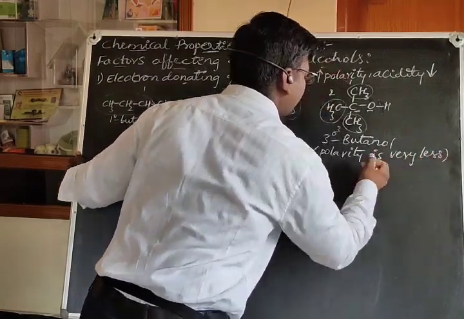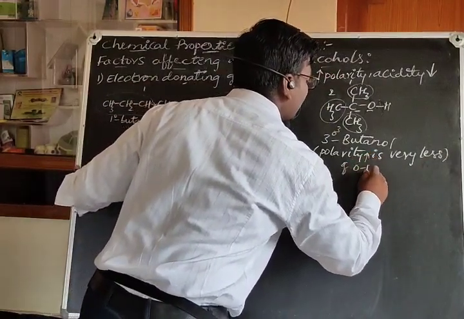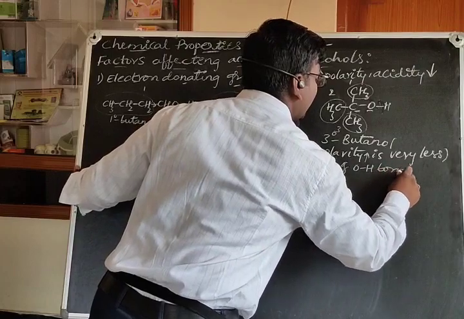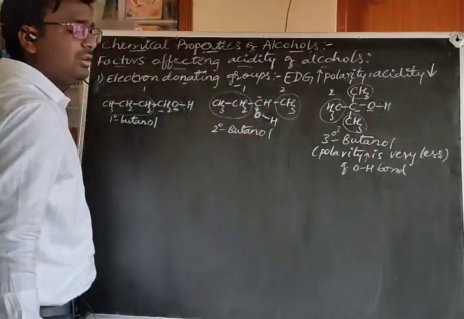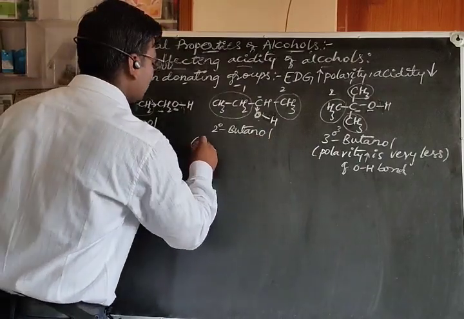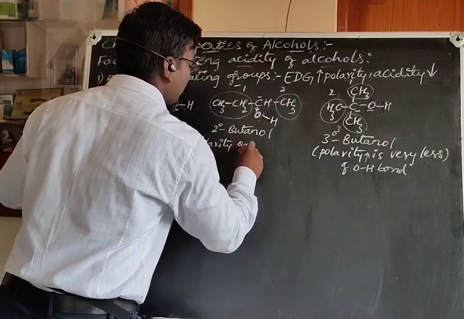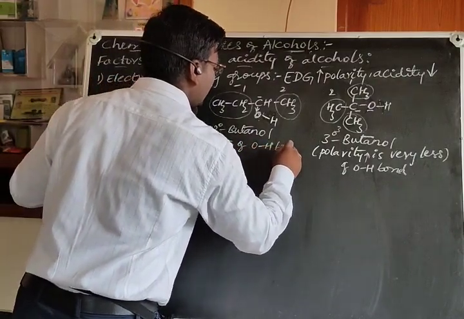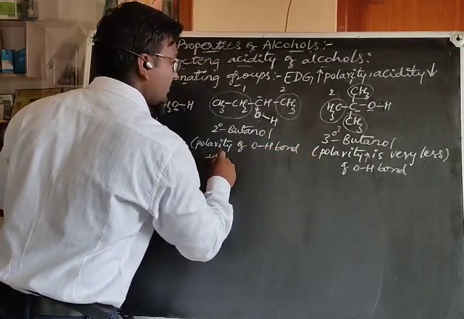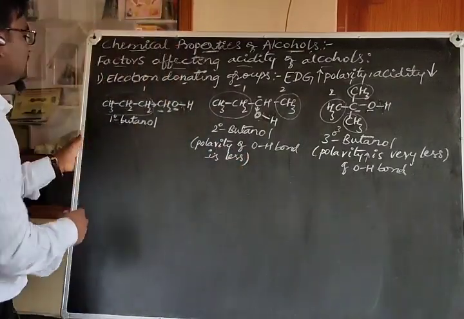Here we have to consider the polarity of the OH bond. The polarity of the OH bond is very less. Come to this molecule. The polarity of the OH bond is less. And come to this molecule.